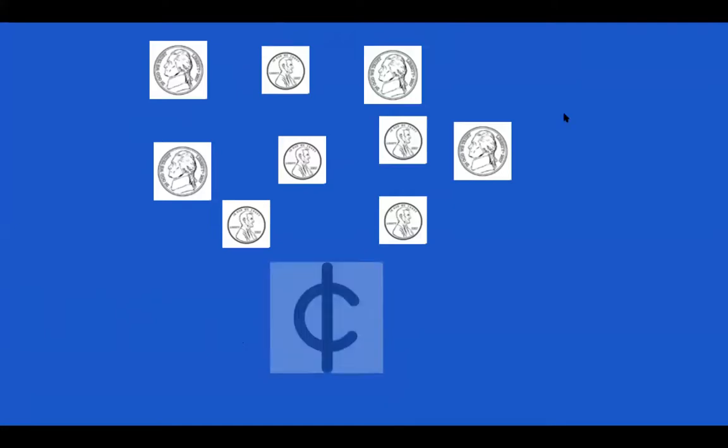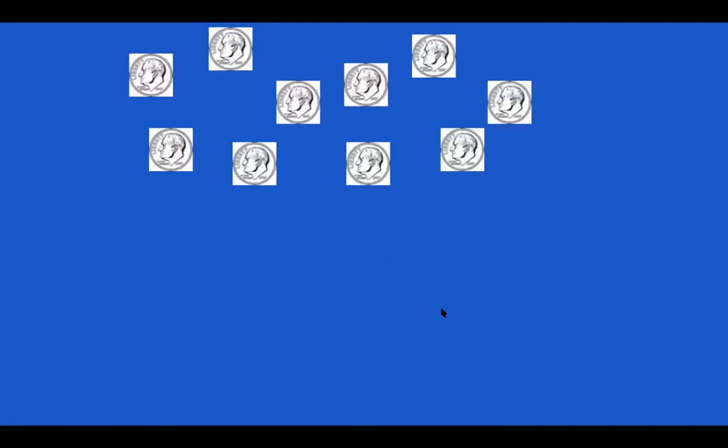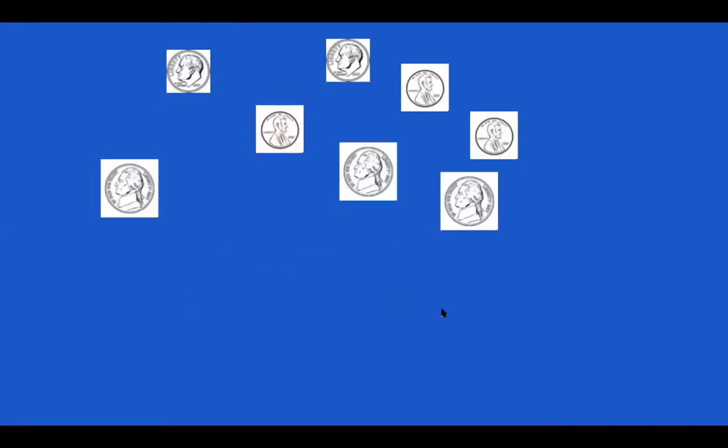All right, let's check it. 25 cents. So there are 4 nickels. 1, 2, 3, 4. And then 5 pennies. Let's keep going. What's the amount? $1 or 100 cents. Okay, last one. What's the amount? 38 cents. Kiss your brains.